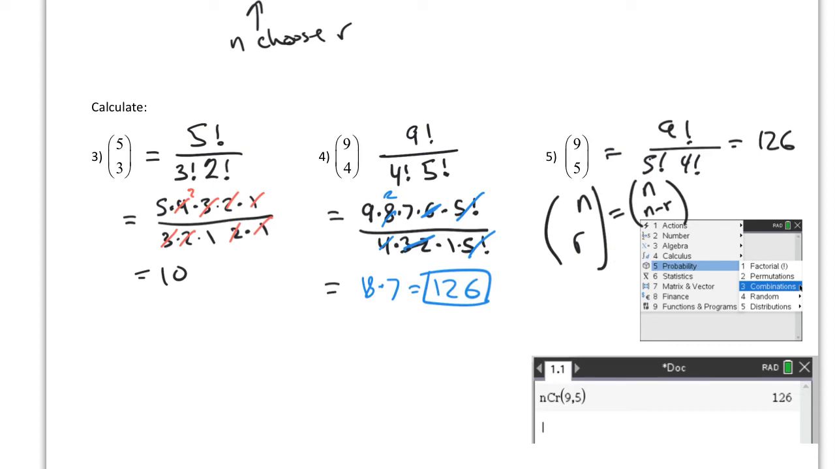We can also do these on our calculator, and that's probably what we'll tend to do more often. So you basically, on a calculator page, go to menu 5.3, menu probability combinations. It looks like this. You type in the top number, comma, the bottom number. And you can see we get 126 there. Okay, moving on.